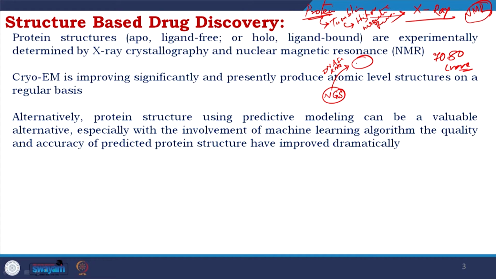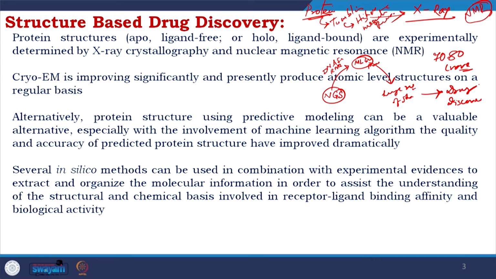Now, if you have machine learning based predictive modeling, you could easily get a huge number of structures that would definitely benefit the drug discovery process. Several in silico methods can be used in combination with experimental evidences to extract and organize the molecular information in order to assist the understanding of the structural and chemical basis involved in receptor ligand binding affinity and biological activity.